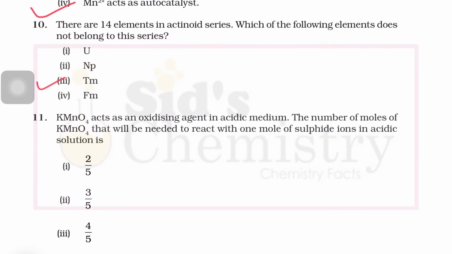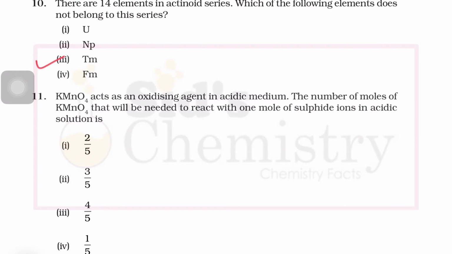Now coming to question number 11. KMnO4 acts as an oxidizing agent in acidic medium. The number of moles of KMnO4 that will be needed to react with 1 mole of sulfide ion in acidic solution is: the sulfide ion is S 2 minus ion, and Mn in KMnO4 has the oxidation number +7. So when we see the electron transfer, we have to select option number 1. 2 by 5 is the correct answer for this question because the electron transfer and the mole ratio are settled in this particular way.